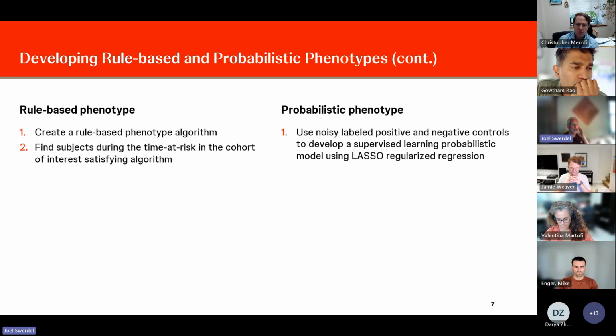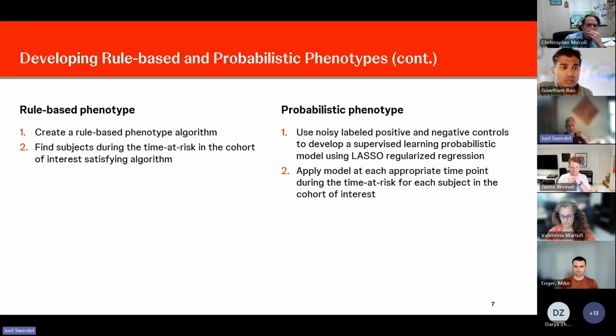The probabilistic one starts off with, and I'm going to go through this a couple of times, please feel free to ask questions, what we call noisy labeled positive and negative controls. So we take people who we consider to be cases, and people who we consider to be not cases. We know that the labeling is noisy based upon the algorithms that we got the subjects out of, but we see a lot of leniency with the LASSO regularized regression being able to winnow between and determine the cases and the non-cases. And it's what we call a supervised learning probabilistic model that comes out of this.